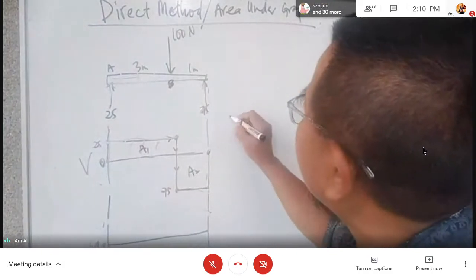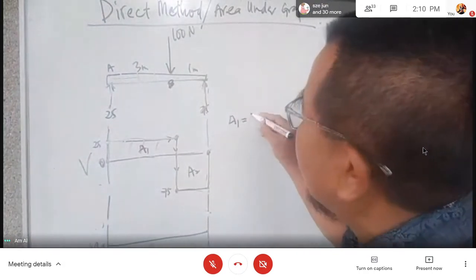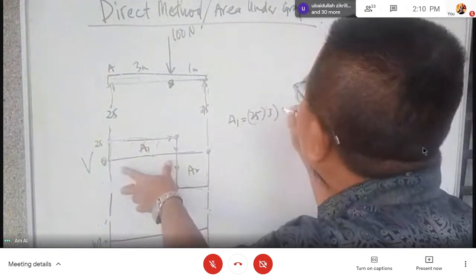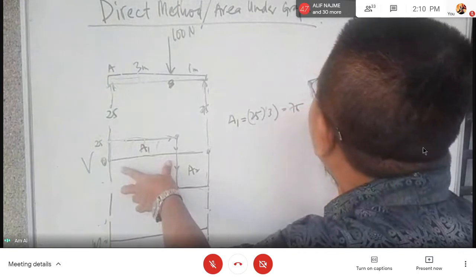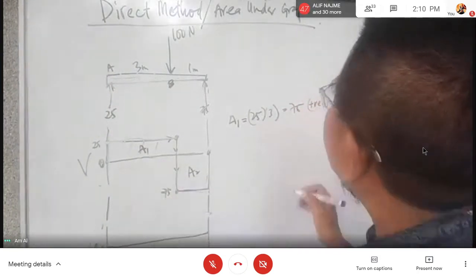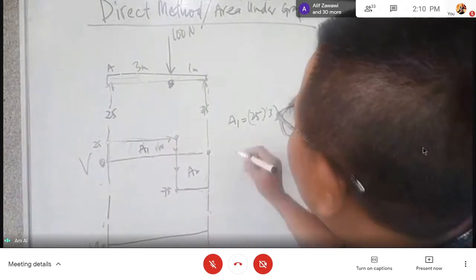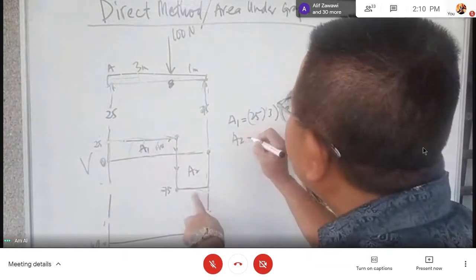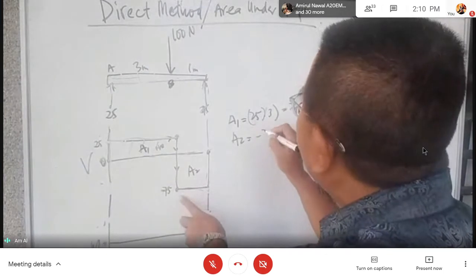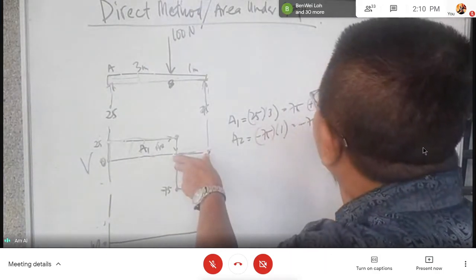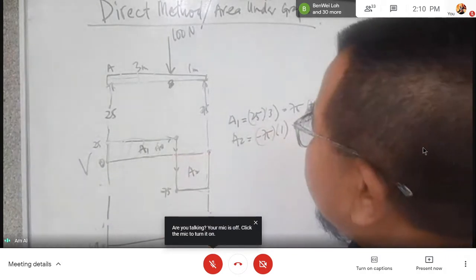So you write down here. What is A1? A1 is 25 times the length here, 3. It's equal to 75. That is positive. So area 2 here, what is that? Minus 75 times 1. This is minus 75. So negative, right? Minus 75.